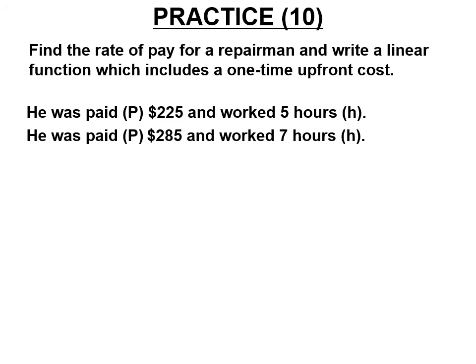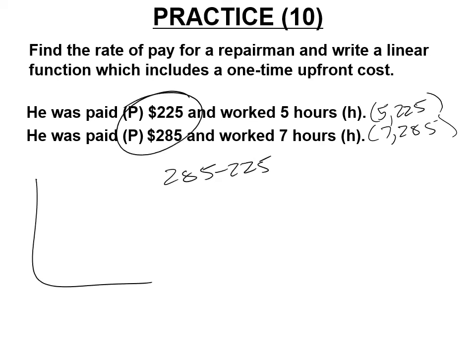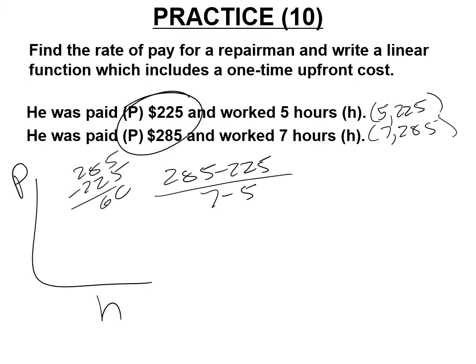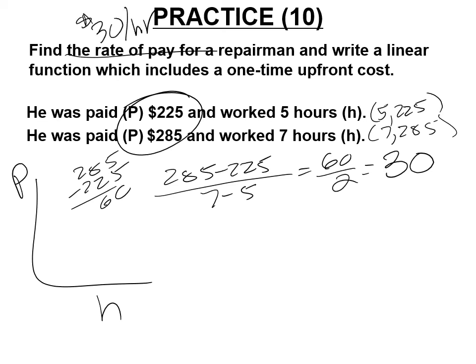Right here we have 2 data points. We know that at 5 hours he got paid $225. At 7 hours he got paid $285. Right, so we find our slope, 285 minus 225. This is what would be on the y-axis if you graphed it, right? And then this would be 7 minus 5. So 285 minus 225 is 60. And 7 minus 5 is 2. So he's getting paid 30. What's 30? $30 per hour. His rate of pay, right, is $30 per hour. The slope and the rate of pay will be the same. But we don't have the y-intercept for our graph here.